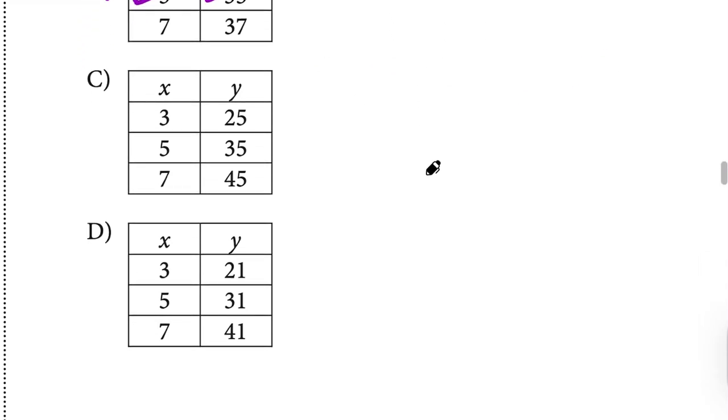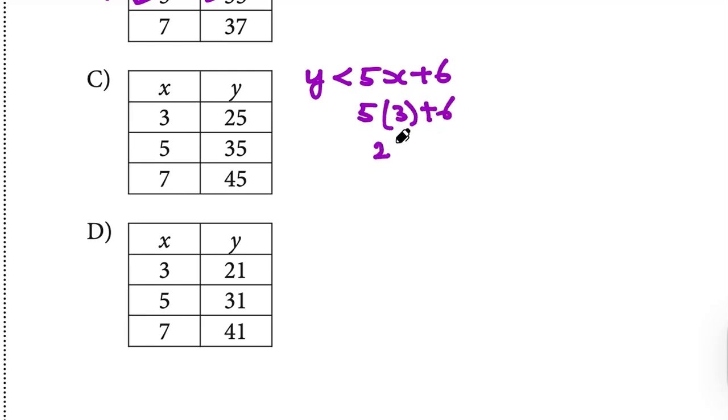So our equation is y < 5x + 6. The third option is (3, 25). So I am plugging in 3. So 15 plus 6, 21, okay, y is 25. The first coordinate is not satisfying. No need to check the others.